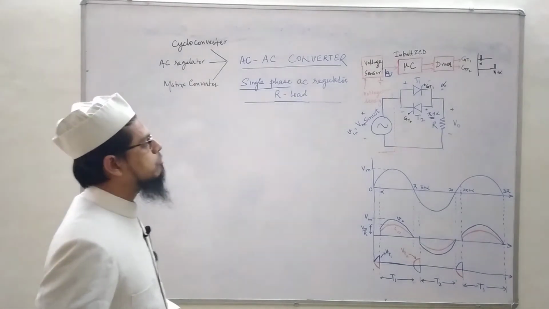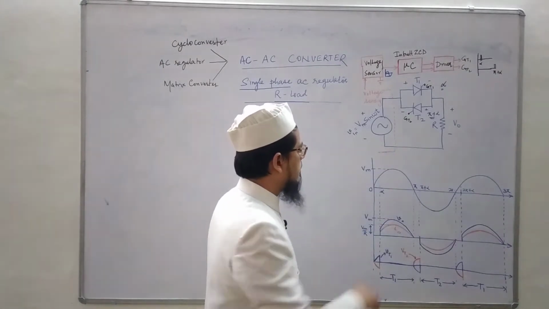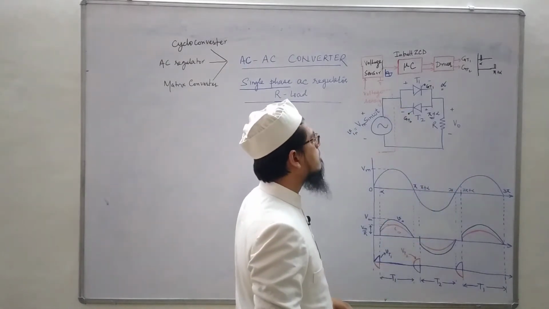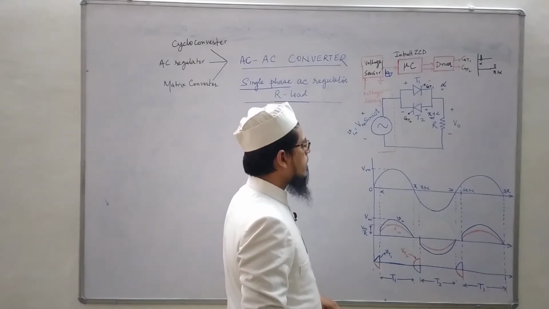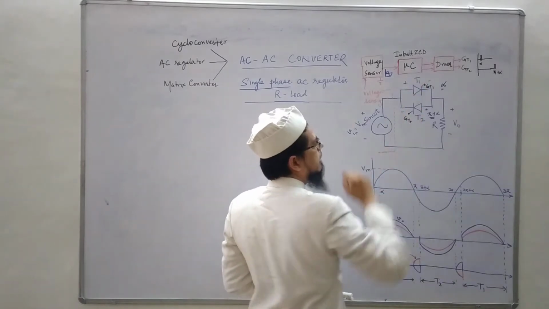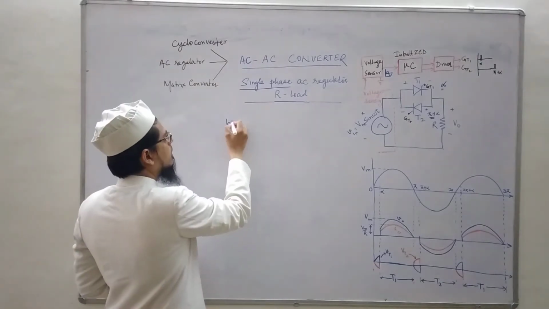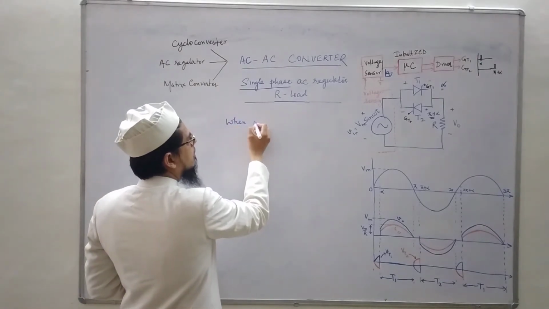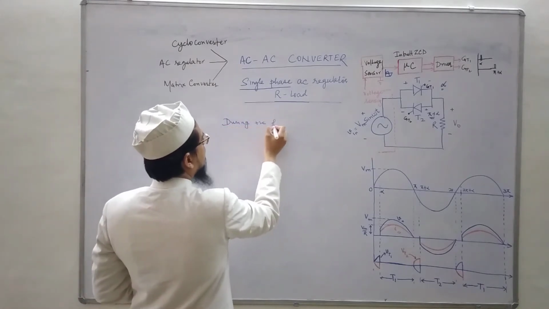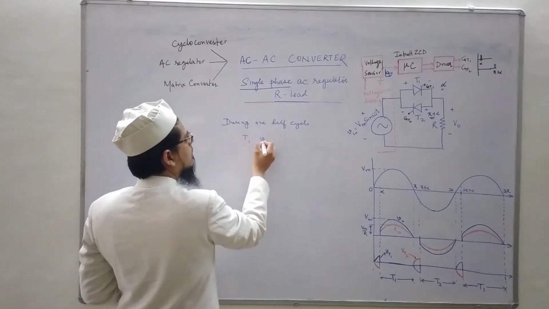Now let's come to the operation of this circuit. Operation is a bit simple. This is the input voltage that is available here from the AC mains, and during the positive half cycle, T1 is forward biased.